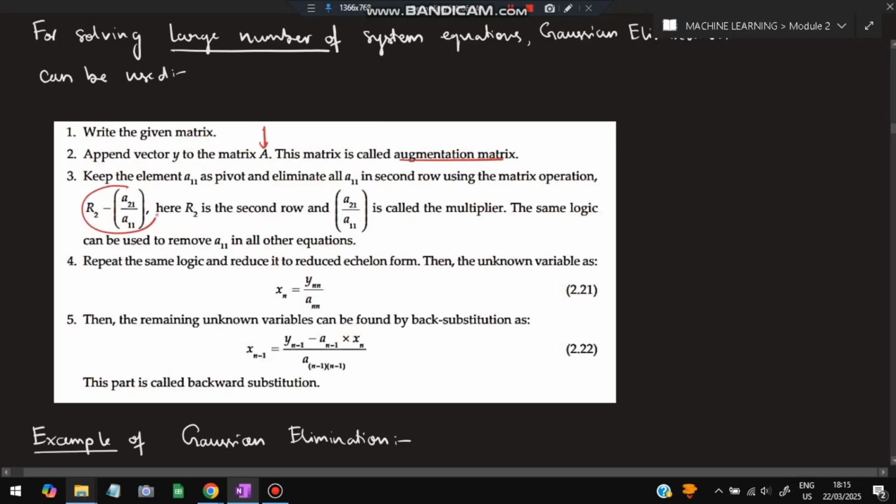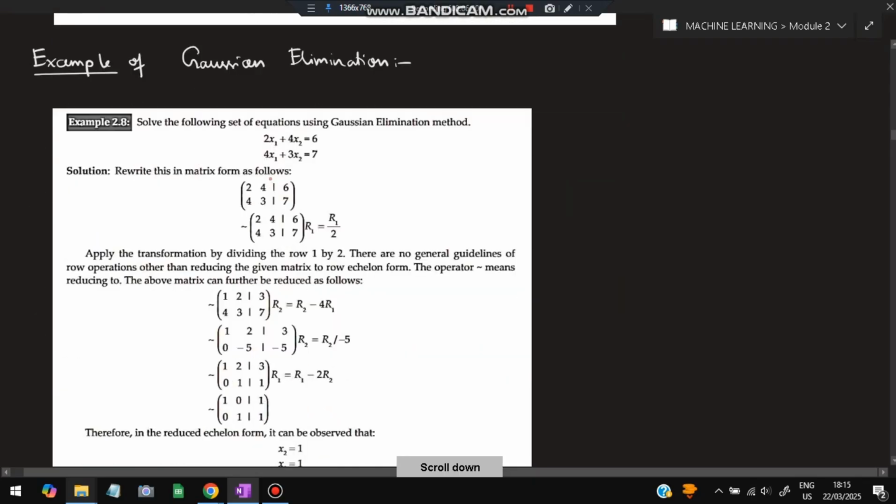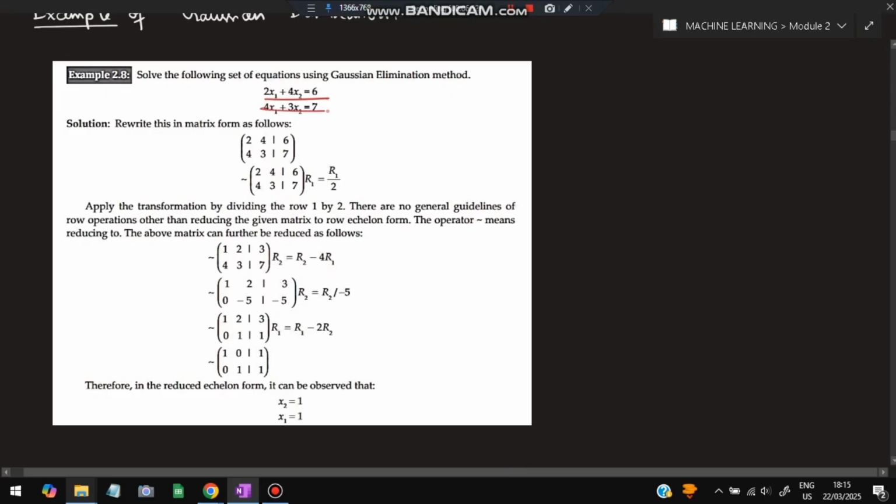Then we'll do operations on each of these elements. I'll explain what the operations are. It can be subtraction, addition, multiplication, or division. We'll repeat the same logic and the reduced echelon form will be formed. Then we'll use back substitution to find the values. An example is given here. These are the two equations given.